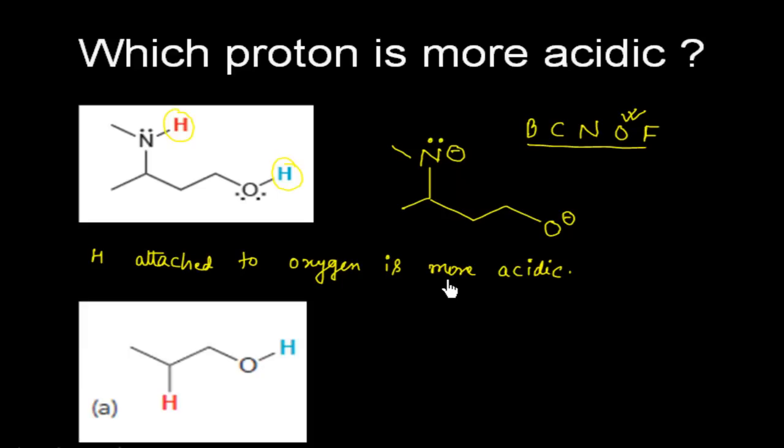Now let us say we have, in this case, to again find which proton is more acidic. One hydrogen is attached to oxygen, another is attached to carbon. So let us make the negative charge. In one case the negative charge will come on oxygen, in another case the negative charge will come on carbon. Now we have the same period. Oxygen is more electronegative, so this oxygen will stabilize it more. So this hydrogen attached to oxygen is more acidic. So I can say this hydrogen is more acidic.